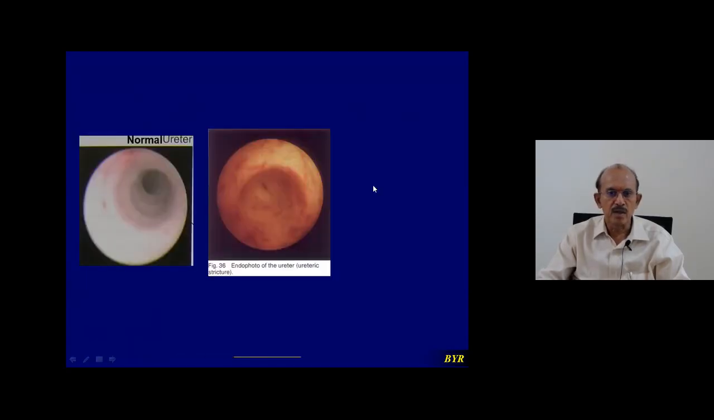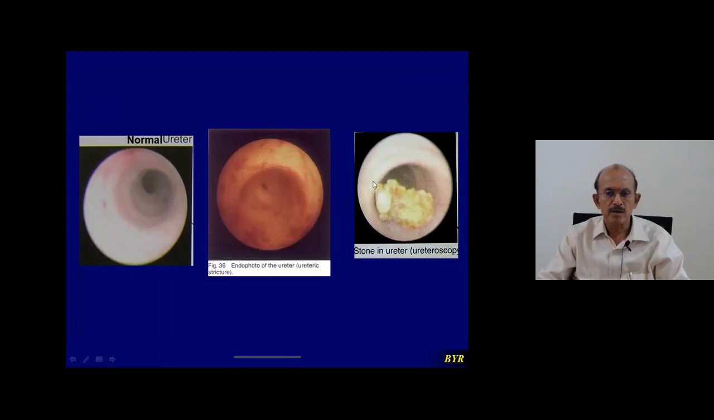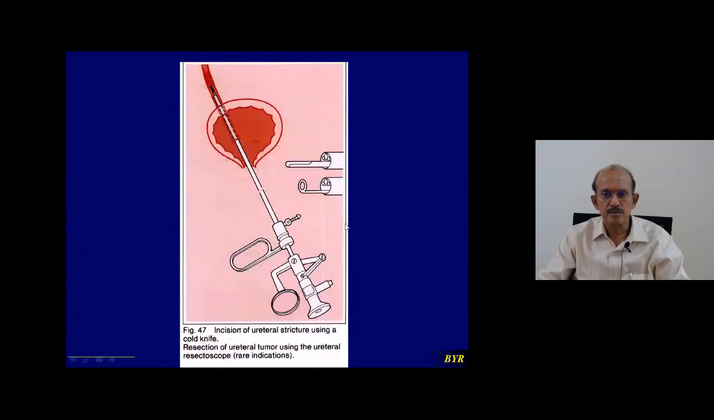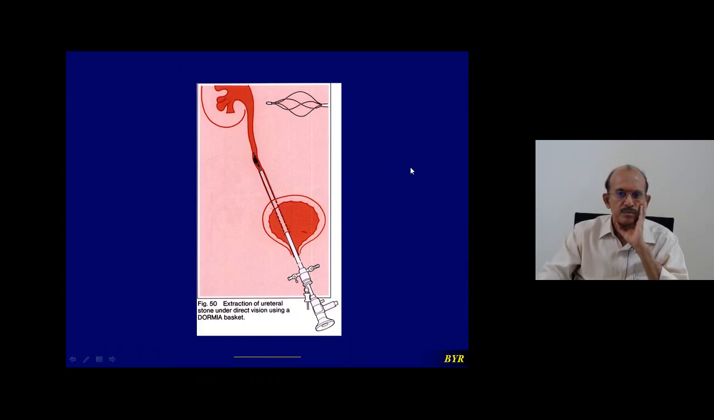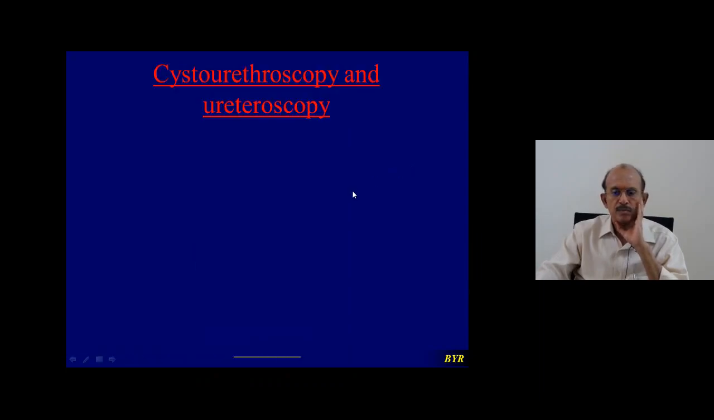This is normal ureter. Here you can see a ureteric stricture. Here you can see a ureter calculus. So this is the ureteroscope passed via the bladder into the ureter. Next, I will show you a small video clip on cystoscopy.